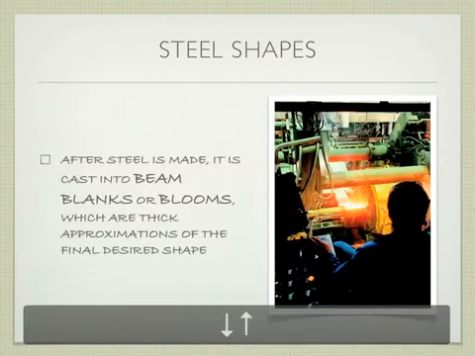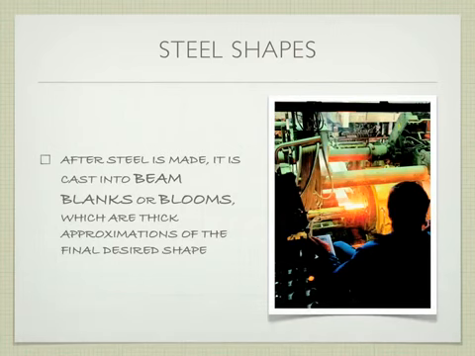Let's go back to this. Steel shapes. The mini mill melts all that steel down. How do we get the shapes out? After the steel is made, whether it's made from scratch or from recycled cars, it's cast into beam blanks or blooms, which are basically thick approximations of whatever the final shape you want is.